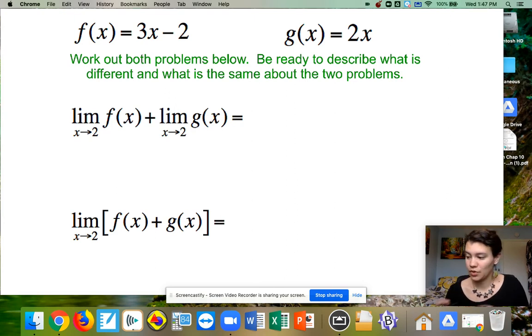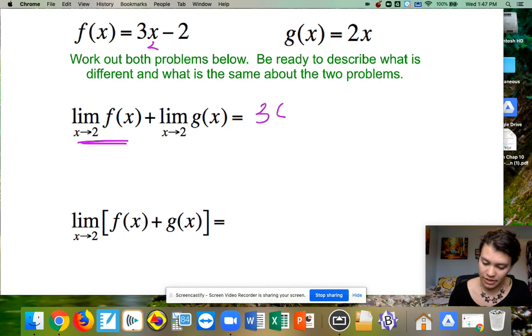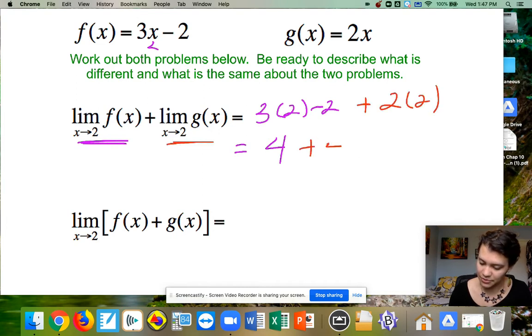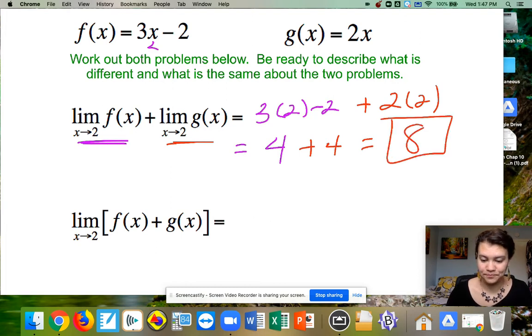Okay, so for this first one, we want to find the limit of f of x first. So plug in 2 and we'll get 3 times 2 minus 2, so you'll end up with 4. And then if we do the same thing for g of x, plug in 2, we're going to add on 2 times 2, or plus 4, to get an answer of 8.